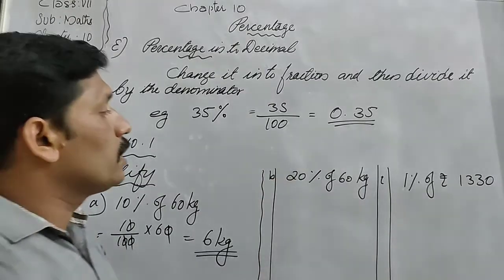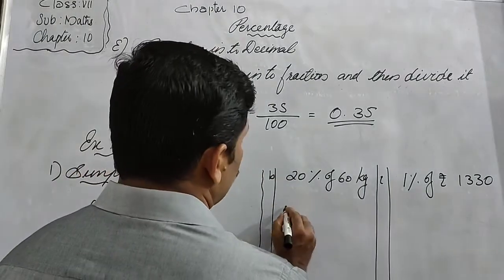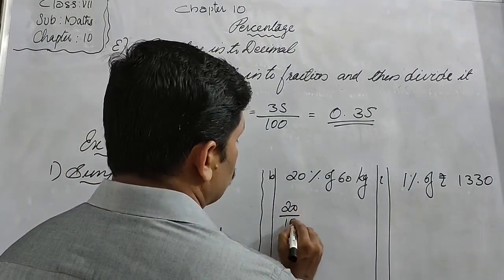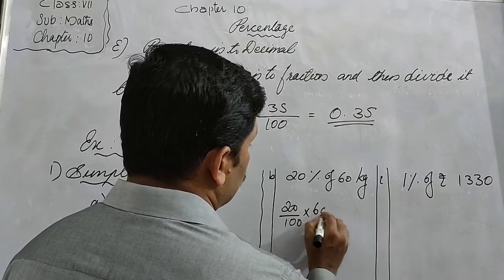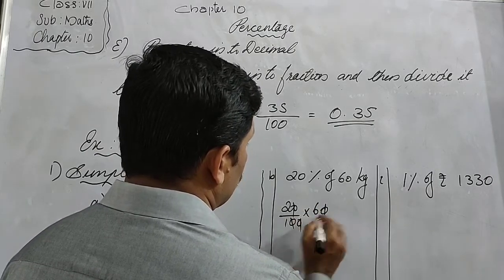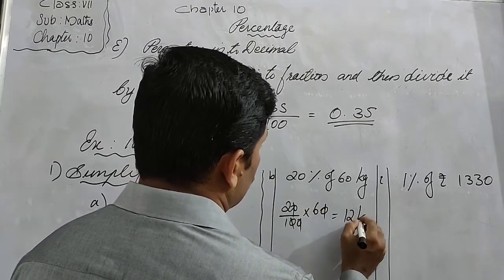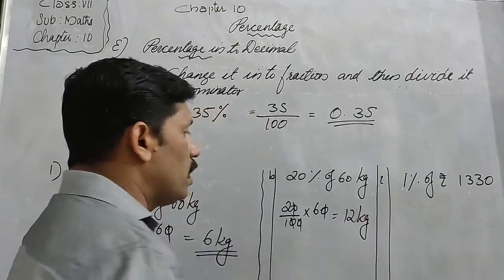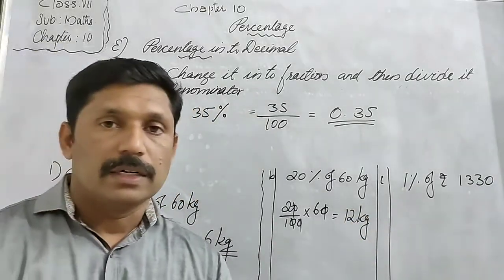Next, 20 percentage of 60 kilogram. So here we write 20 upon 100 into 60. Here also zeros will be cut. 2 sixes are 12. 12 kilogram. 12 kilogram is 20 percentage of 60.